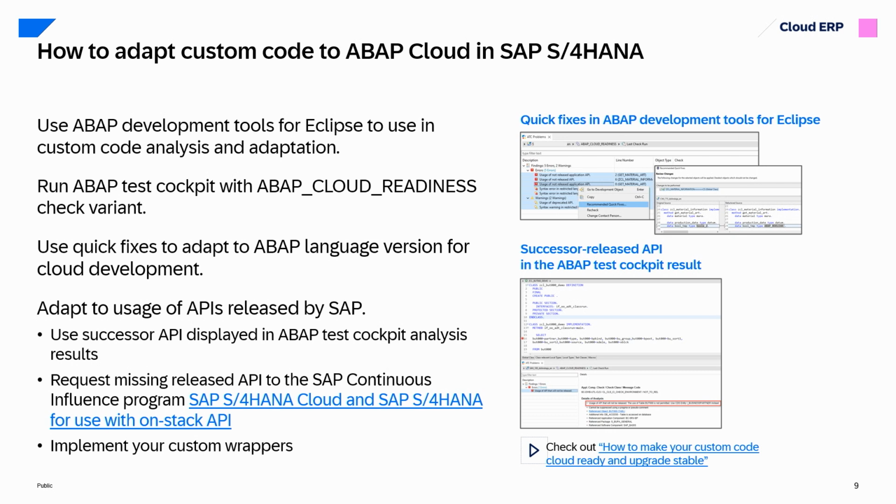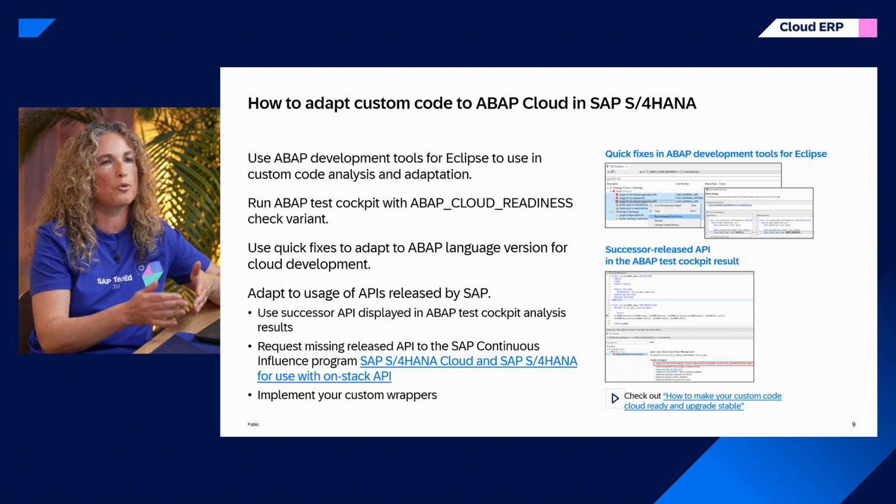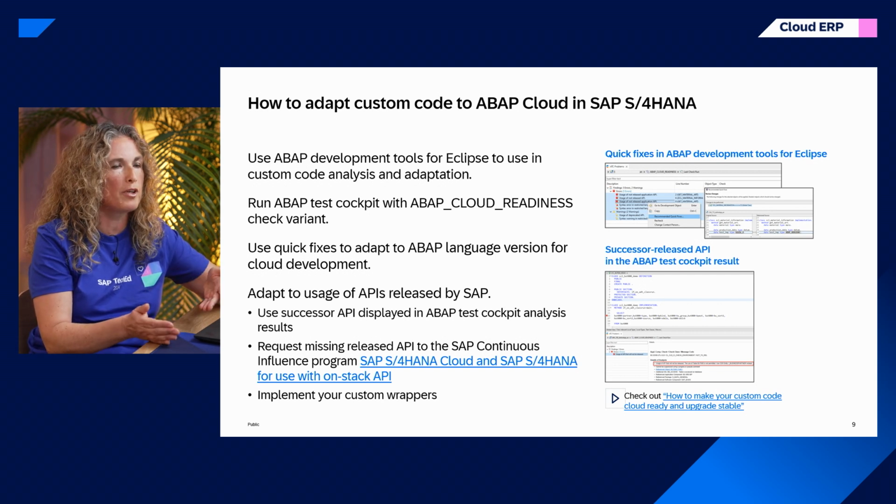Okay, if you have some use cases which you can probably innovate in the direction of ABAP Cloud from your classic ABAP code, then the ABAP Development Tools for Eclipse and certainly the ABAP Test Cockpit are the tools of choice to use. You check your custom code with the ABAP Test Cockpit and the ABAP Cloud Readiness Check variant, and then you get a long list of findings, and then you can use the quick fixes to adapt your findings in an automated way to the usage of the ABAP language for cloud development.